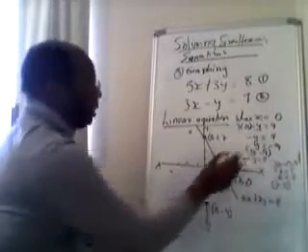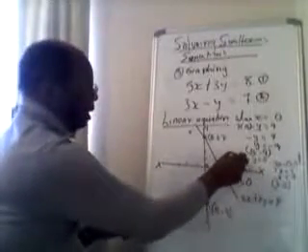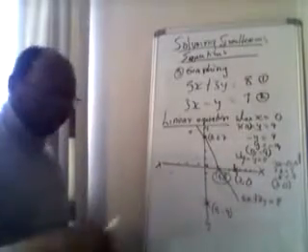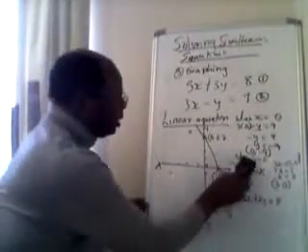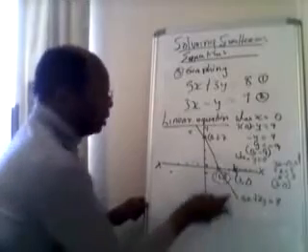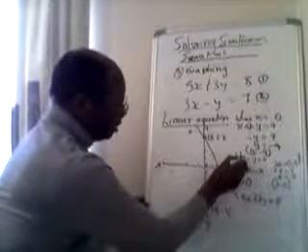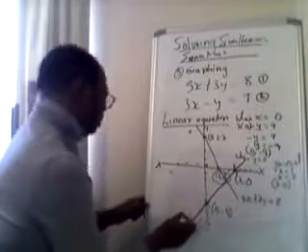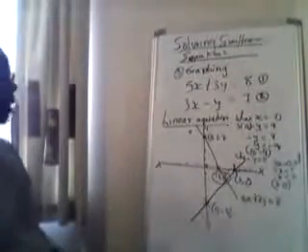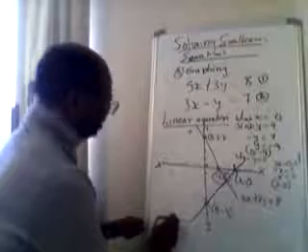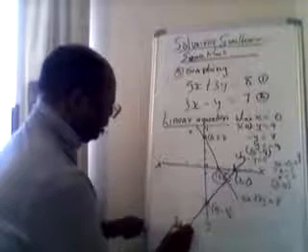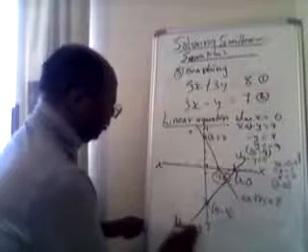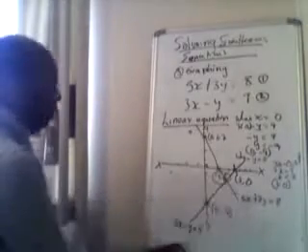Then we draw a line to connect these points. I'm not good at drawing lines on the board. I think I needed to use the ruler. But it's going to go that way. So you can see this line is 3x minus y equals 9. Very important to label your graphs.